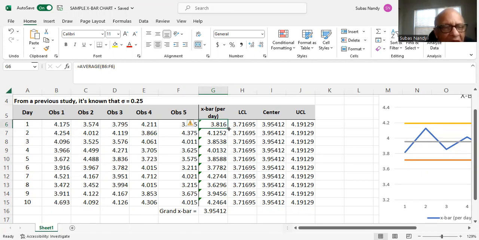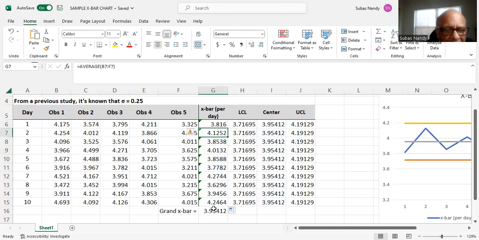And then what do I do after I have done this formula? I click on the plus sign on the extreme bottom right corner of the cell G6, as I'm showing on the screen, and drag this plus sign down until G15, which is the last data point. All these cells are automatically filled up with the averages of each row. For example, in G7, it will be the average of B7 through F7, that means second day observation 1 through second day observation 5. So these are the averages per day.